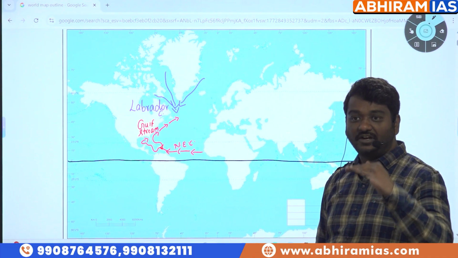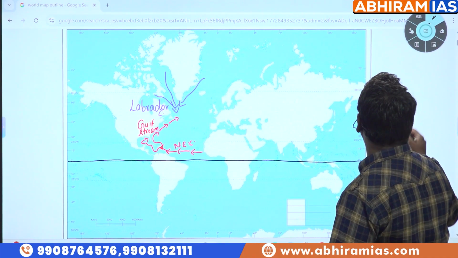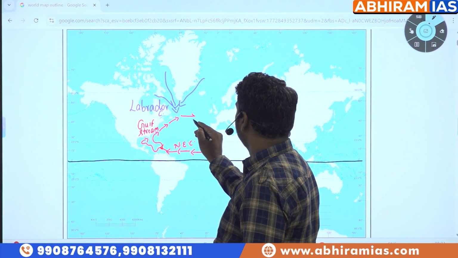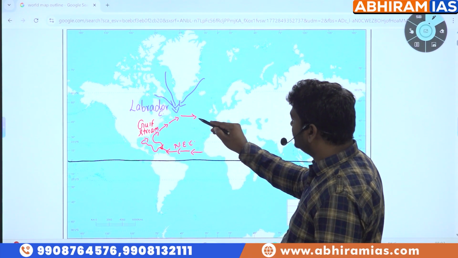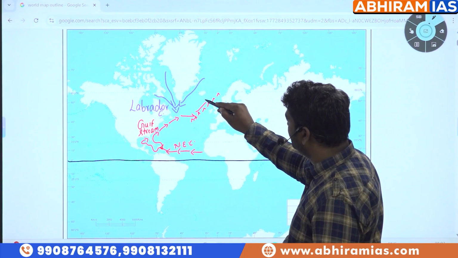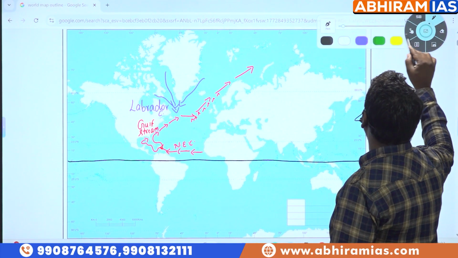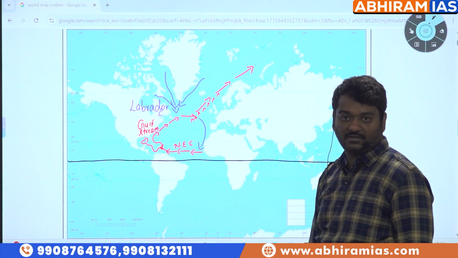Which winds? 30 to 60. Can you tell which winds will be there? Westerlies. Westerlies will blow from where to where? West to east. Guys, here some mountains are there, that is, ridges are present. One branch goes like this. Another comes like this.